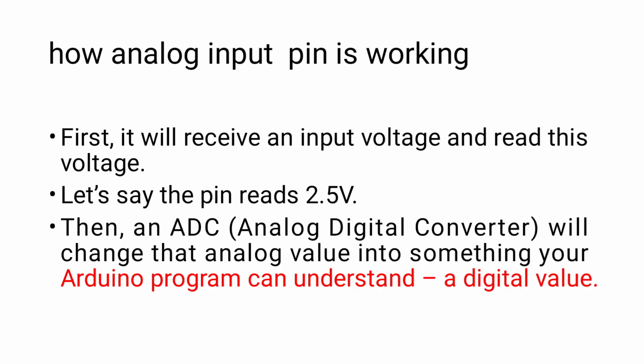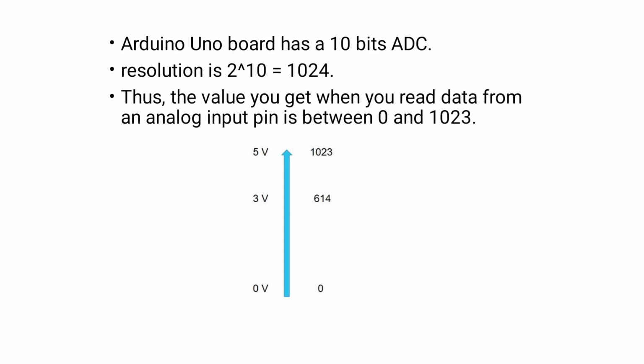How does an analog input pin work? Let us say you want to read 2.5 volt. Then the ADC, analog to digital converter, will change the analog value into something the Arduino program can understand, a digital value. The Arduino board has a 10-bit ADC. Resolution is 2 power 10, which is 1024. Thus the value you get when you read an analog pin is between 0 and 1023. Half the range, 2.5 volt, gives about 512, and approximately 3 volt gives 614 out of 1024. That is called resolution. So 0 to 5 volt is converted into 0 to 1023, that is 2 power 10. It has a 10-bit ADC.